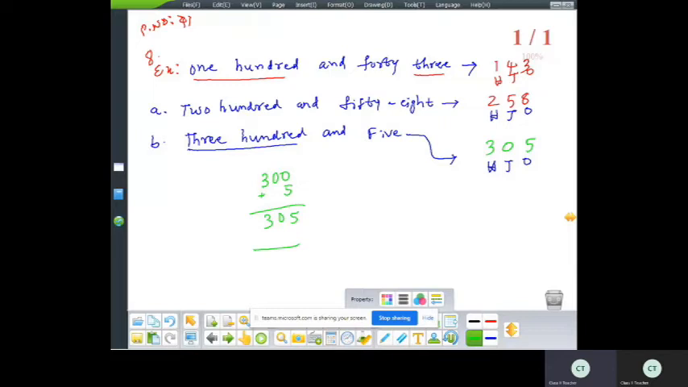Okay, students, the remaining C, D, E, F, G are homework for you. Do this homework in your running notes or textbook, that is your wish. Now next we are going to question number 9.